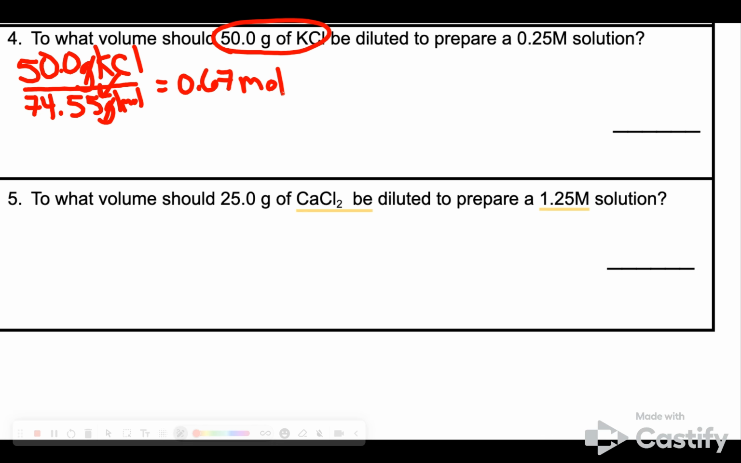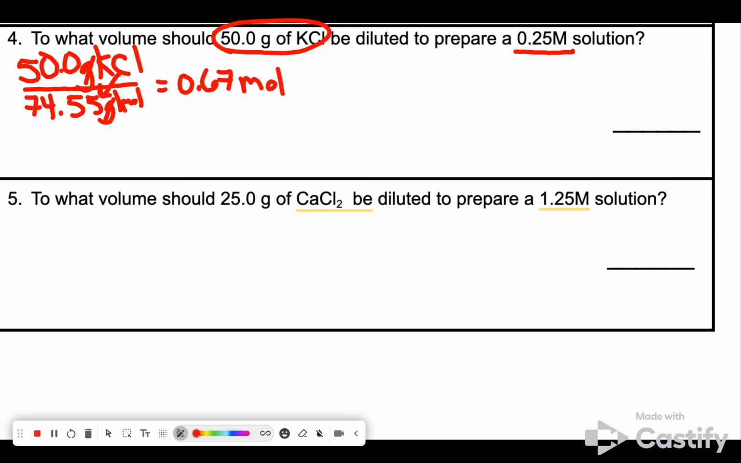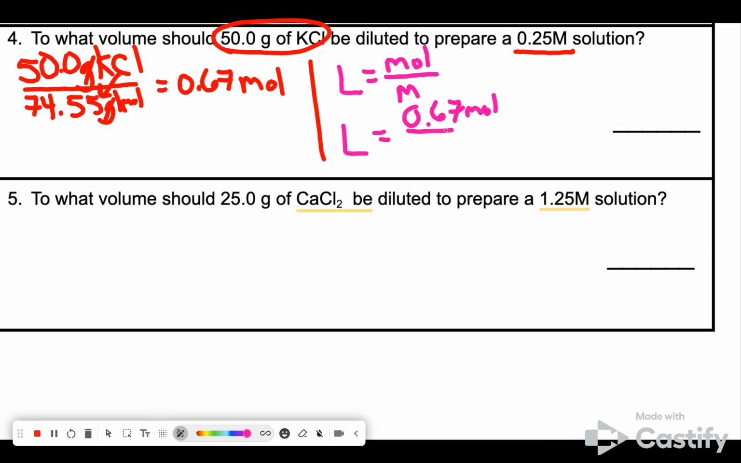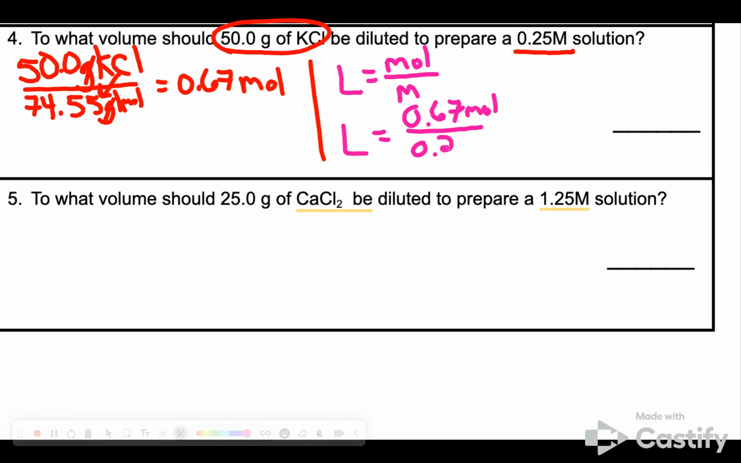Moles. Now they already gave me the capital M, so I'm secretly celebrating that I don't have to do something else. So now I can go right into my formula. And in this case here for volume, liters is equal to moles divided by molarity. So my liters is what I'm looking for. I have 0.67 moles divided by my 0.25 concentration. When I plug that into my calculator, it comes out to be 2.68.